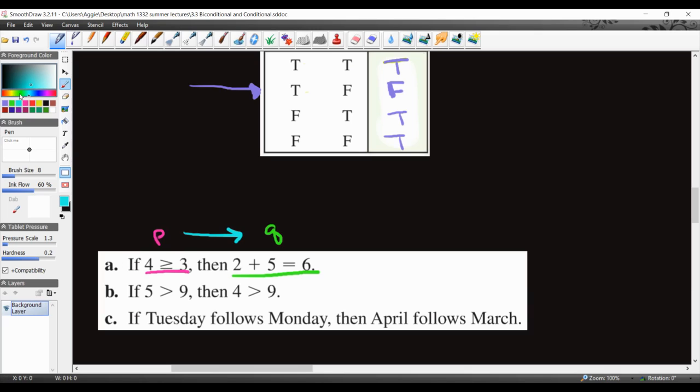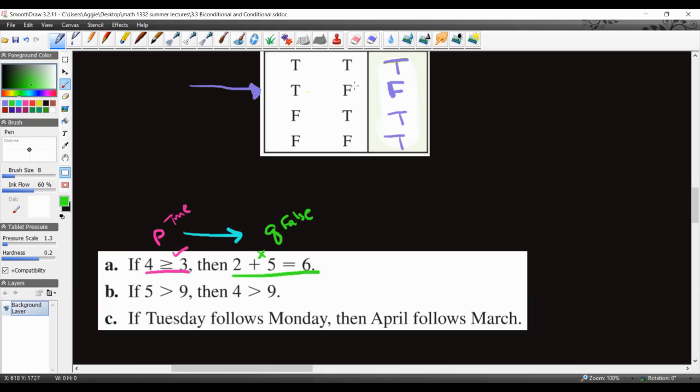Well, in this case, 4 is greater than or equal to 3, so that would be true. So P is true. And then it says 2 plus 5 equals 6. Well, 2 plus 5 is 7, so this one is not true. This one is false.